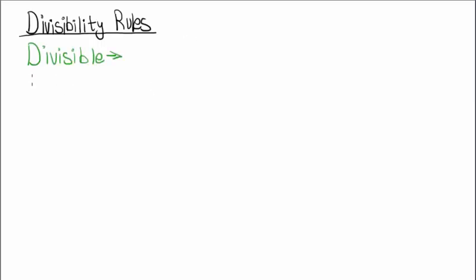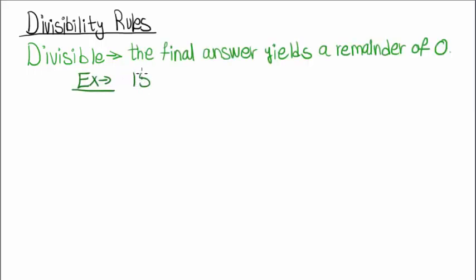If some number is divisible by another number, then that tells me that my final answer will yield a remainder of 0. Basically, there will be no numbers after the decimal point beside the number 0. 15 is said to be divisible by the number 5 because when I perform the operation of 15 divided by 5, I get an answer of 3.